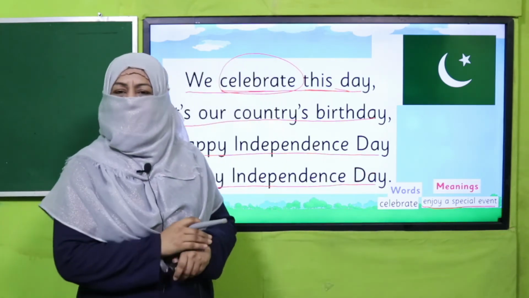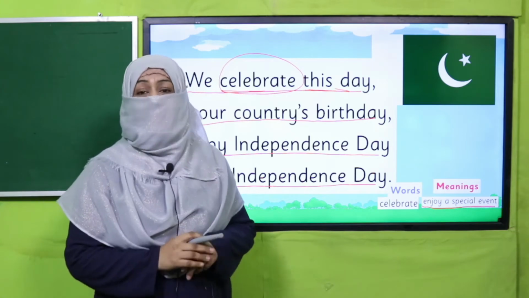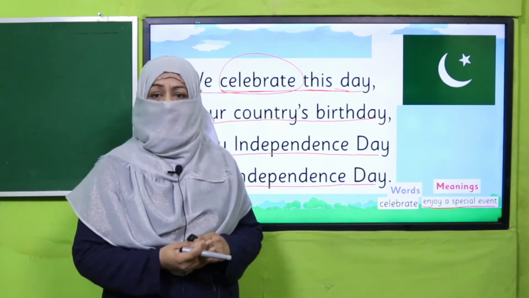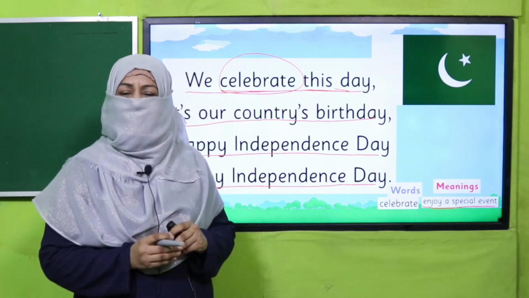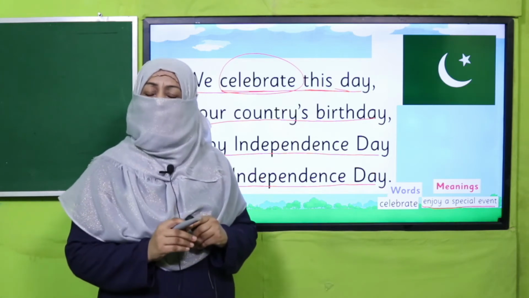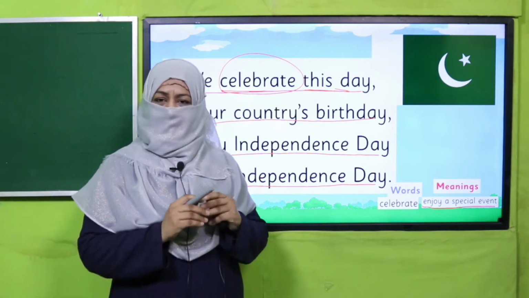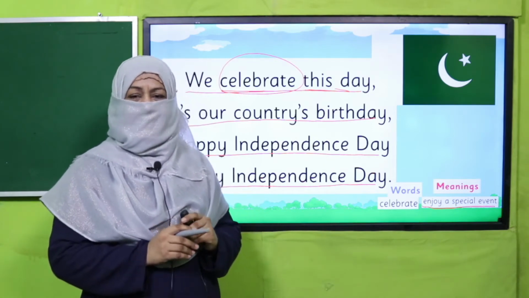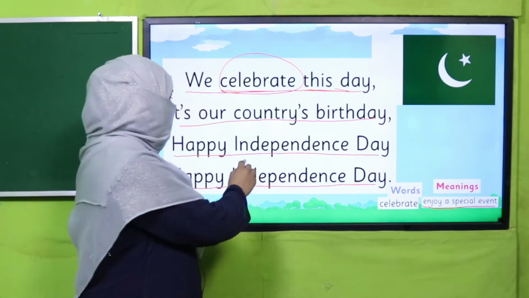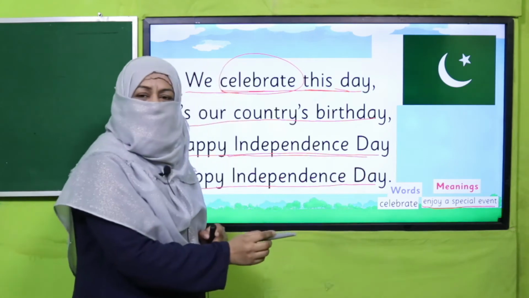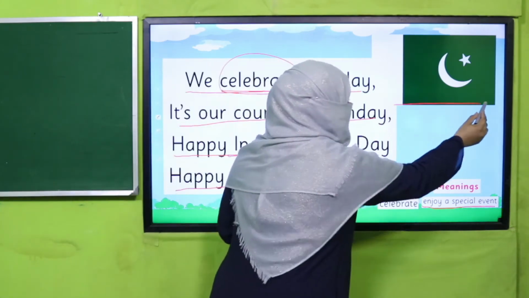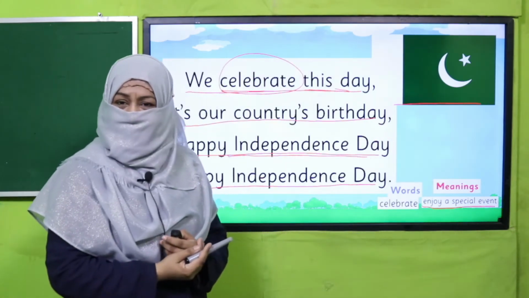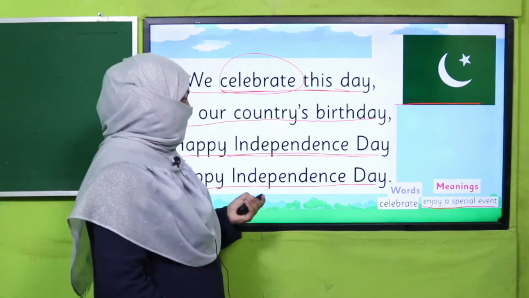So beta, 14 August every year we celebrate as the Independence Day because it is our country's birthday. It is the day on which our country became independent. It came into being. Right? So this is the beautiful poem about the Independence Day, and we talked about the flag as a symbol of a nation. All right. So that's it about this poem.